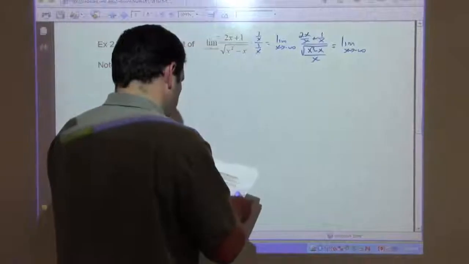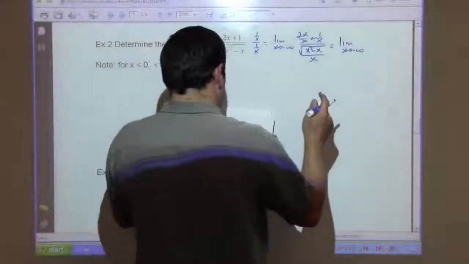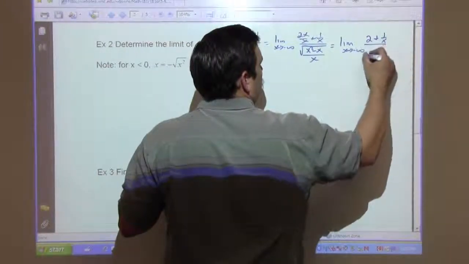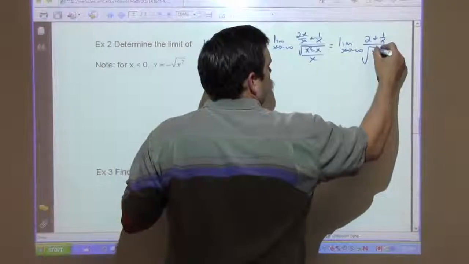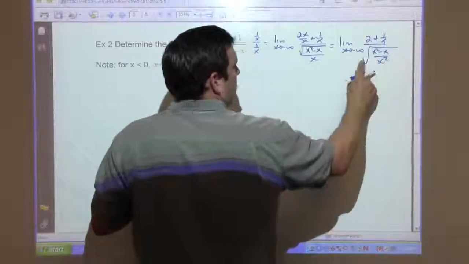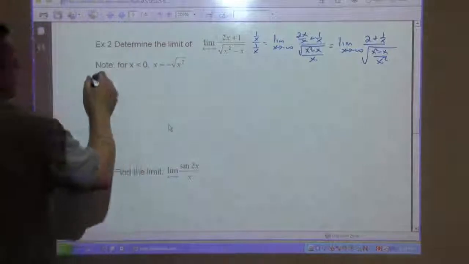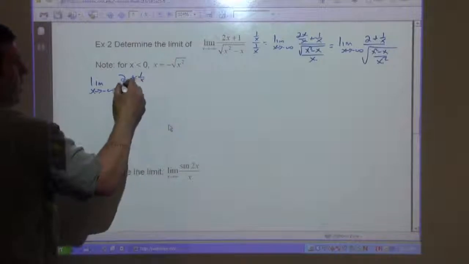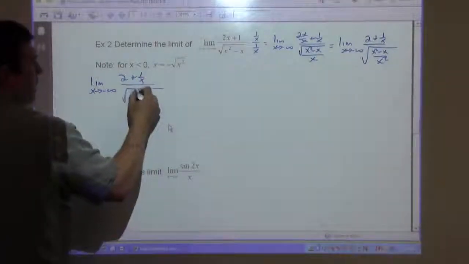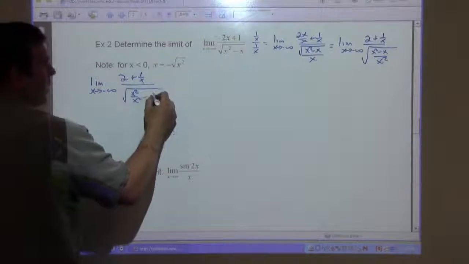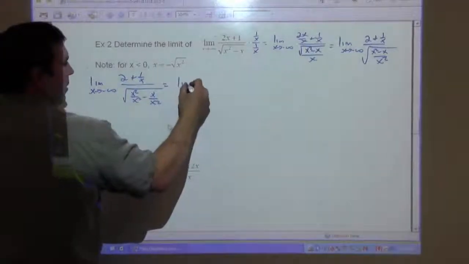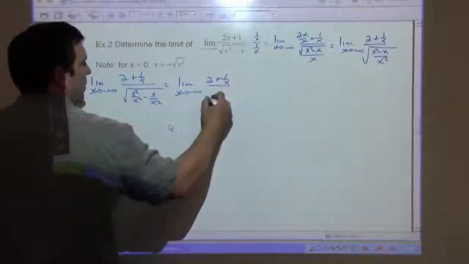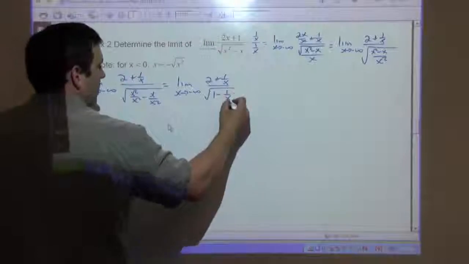And I think I'm supposed to do, I'll leave it like this for now. That's going to be 2 plus 1 over x over the square root of x squared minus x over x squared. The square root of x squared is x. So we have the limit as x goes to negative infinity of 2 plus 1 over x over the square root of x squared over x squared minus x over x squared. That's going to be 2 plus 1 over x over the square root of 1 minus 1 over x.